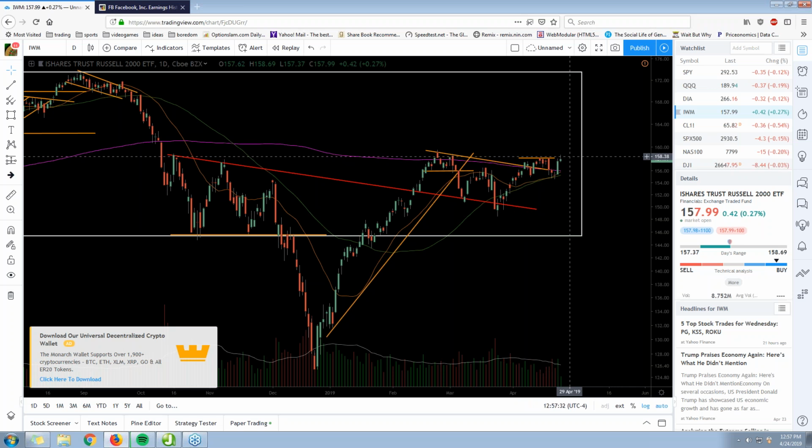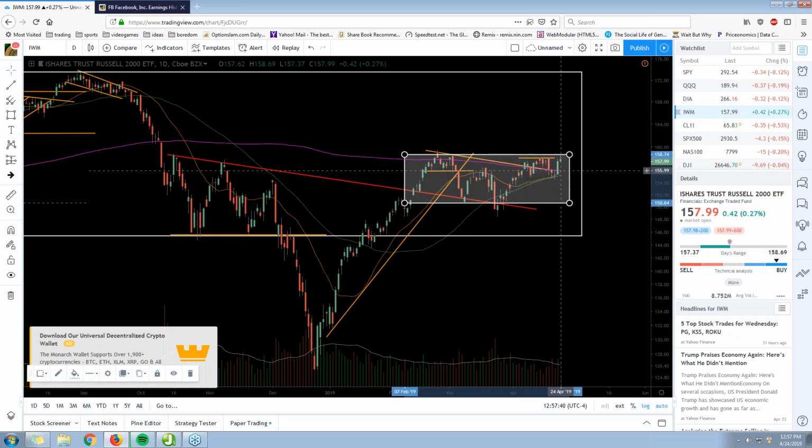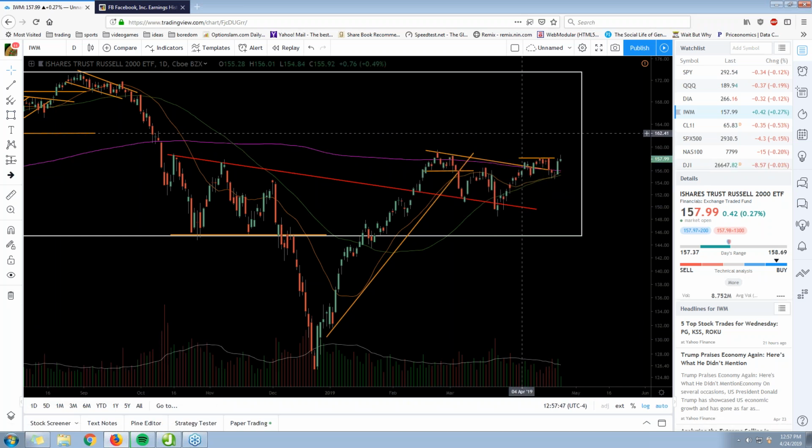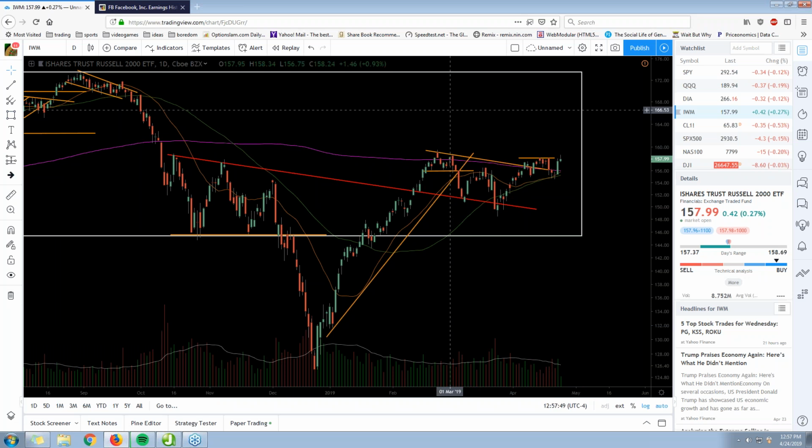If we can actually see a nice move through this level and we leave this area behind, then I think that there could be a nice rally coming in the small caps that could give us something to look at while we wait for some of these other names to chug through and push through their resistance levels. So this is a spot that actually looks pretty nice to me.